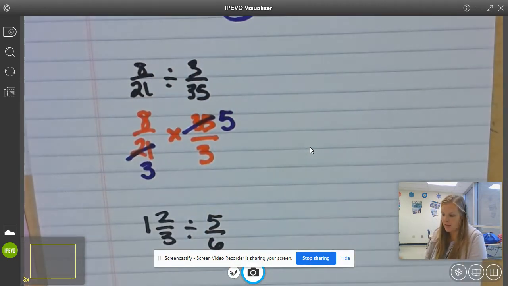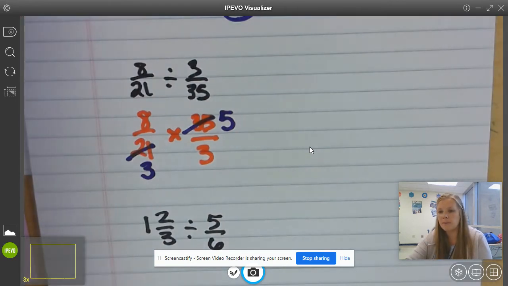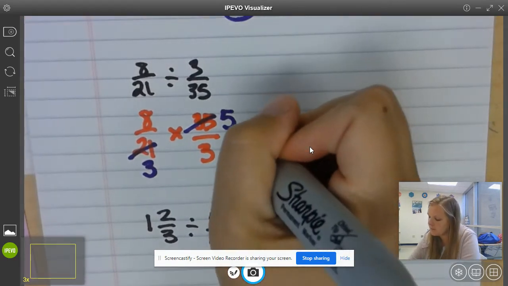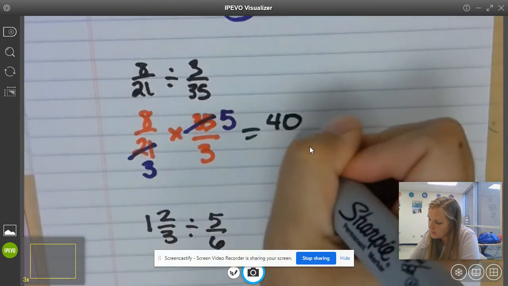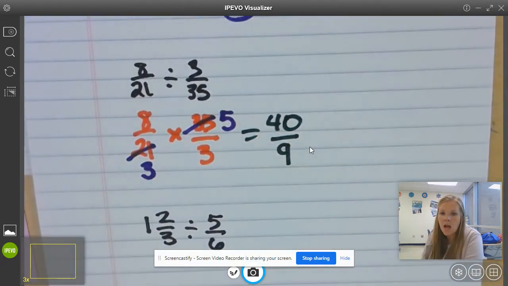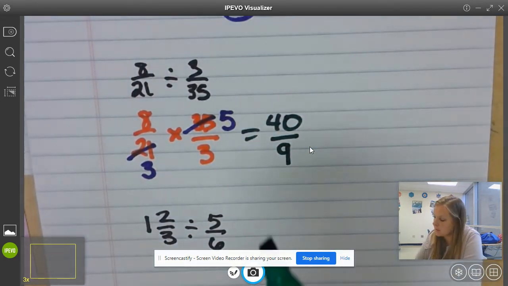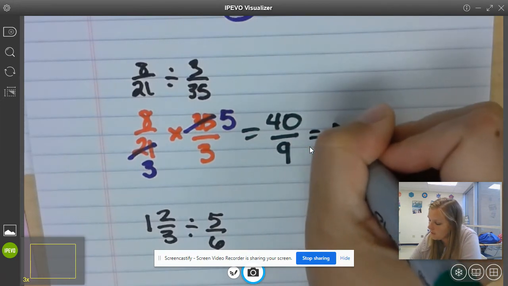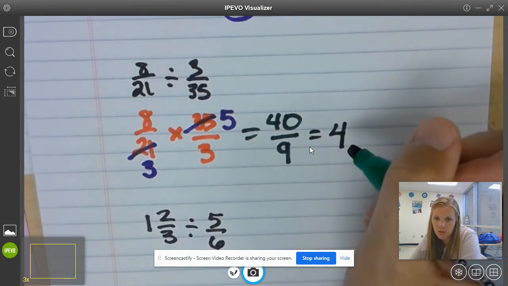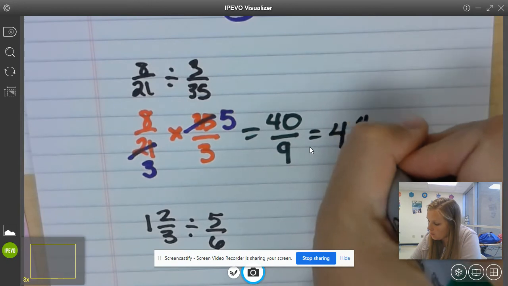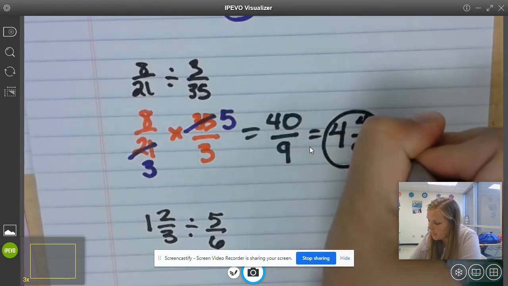After we simplify, then we do top times top over bottom times bottom. So 8 times 5 is 40. 3 times 3 is 9. And then we have to make this a mixed number. 9 goes into 40 4 times, because 9 times 4 is 36, with 4 left over. So that is our answer.